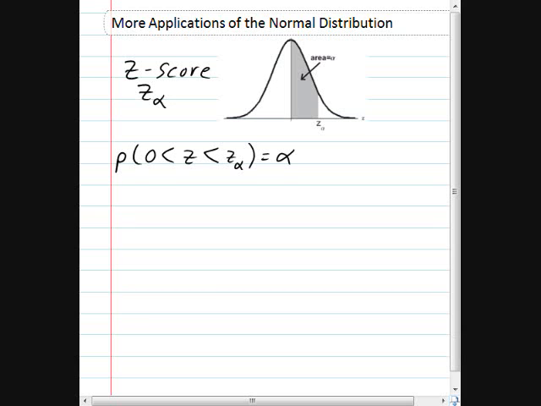We can see what this represents on a standard normal bell curve. We're looking for a number on the z-axis of a standard normal random variable such that the area between 0 and that positive z number equals alpha.